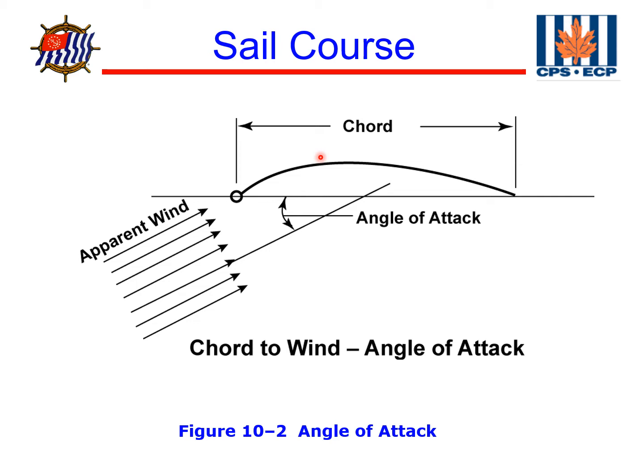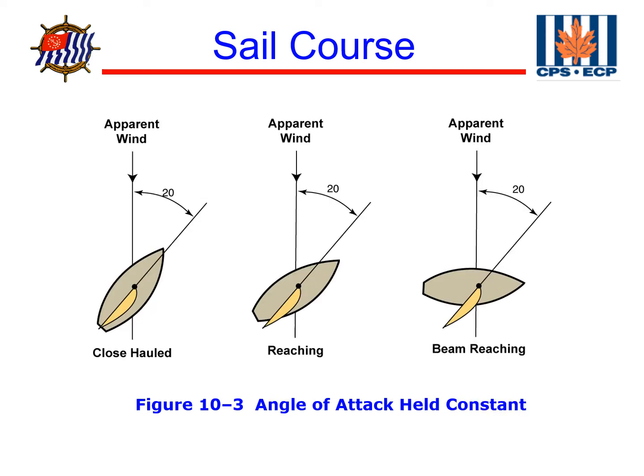The angle of attack is the angle between the apparent wind and the chord and is the biggest single variable in determining the forces generated by the sail. Here we have 3 different boats on different headings, but they have all got the same apparent angle of attack, and you can see how the sail is trimmed in. We adjust this angle of attack by controlling the main or jib sheet, and that's what pulls our sails in.